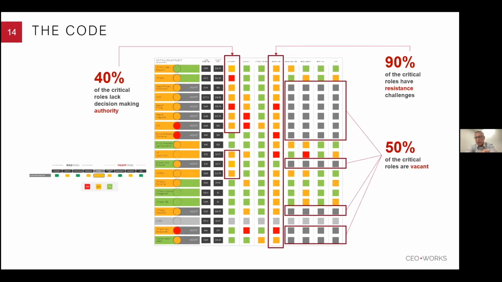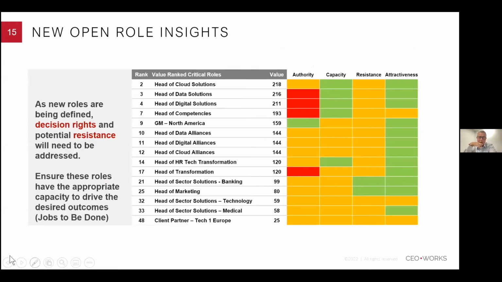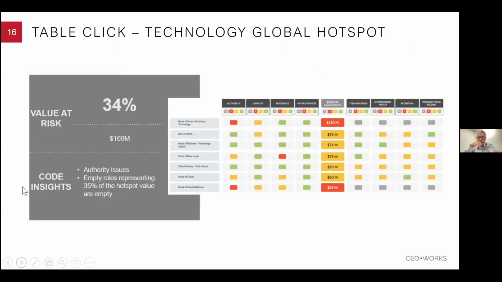That's huge. You don't even have the talent to assess whether or not they meet the job demands for these critical roles. So that starts getting you into some pattern recognition. Where do we need to focus attention? That's the overall view of the code. But we could also hone in on a hotspot. So I talked about the technology sector here. If you can go one more. Go one more after that.